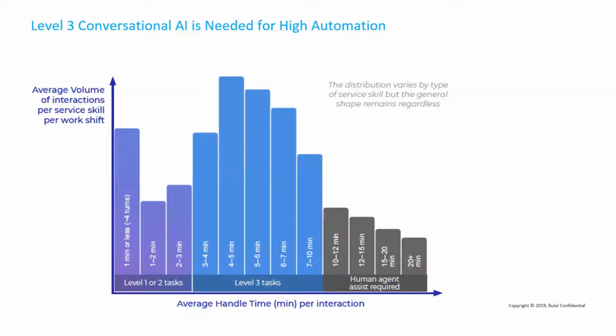If you look at the histogram of handling time per interaction, it usually looks like this. There are some quick and simple interactions that level 2 and level 1 virtual assistants are likely to handle. However, a large volume of interactions takes time and many rounds of conversation. Level 2 virtual assistants are likely to fail here, while level 3 virtual assistants are more likely to handle those. The rest may need human agents. Thus, if you want to have high automation, virtual assistants do need to have smart level 3 AI.